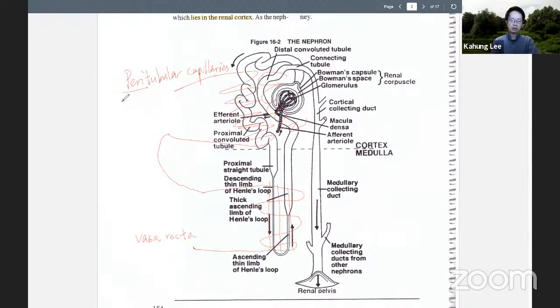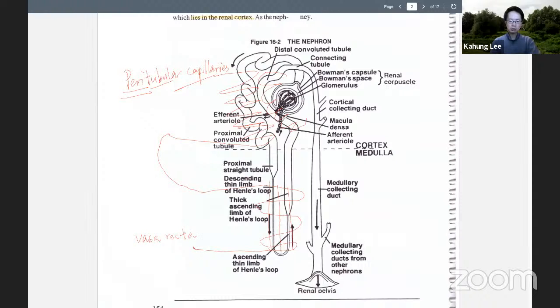The reason is that peri means around, surrounding, as in perimeter. It's from the same prefix; tubule means the tube. So these are capillaries surrounding the tube. What tube? The distal convoluted tubule or the proximal convoluted tubule. And yes, the distal convoluted tubule is in direct physical contact with the afferent arteriole.